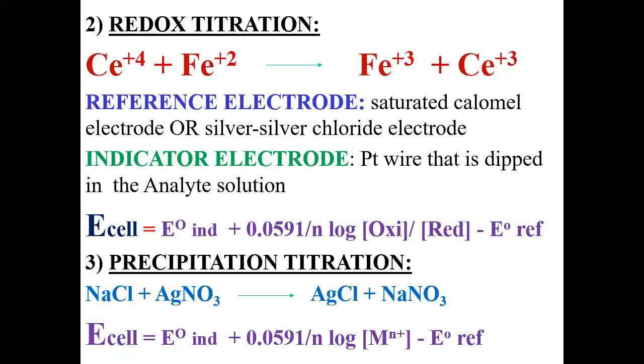And here the reference electrode that is generally used is the saturated calomel electrode and the silver chloride electrode. And here the indicator electrode we use is a platinum wire that is dipped in the analyte solution.